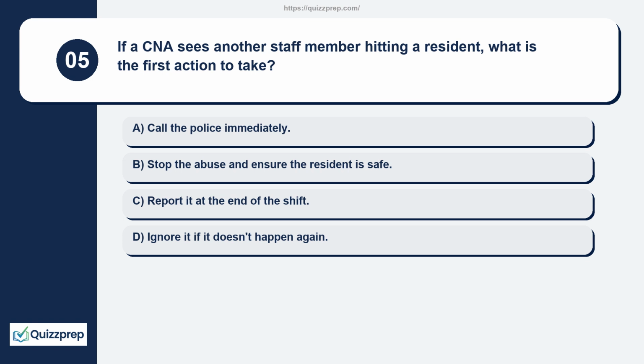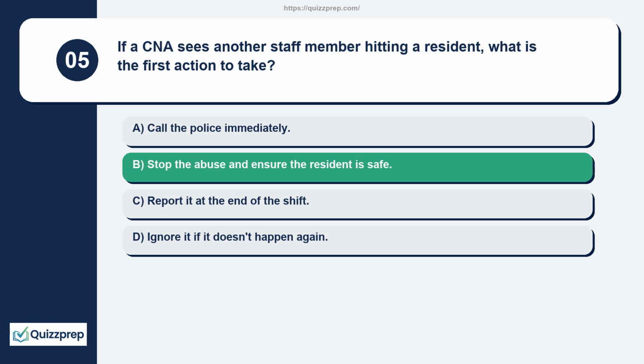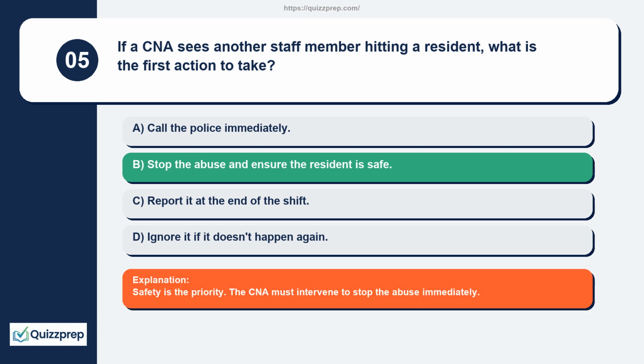Question 5. If a CNA sees another staff member hitting a resident, what is the first action to take? Call the police immediately, stop the abuse and ensure the resident is safe. Report it at the end of the shift. Ignore it if it doesn't happen again. Safety is the priority. The CNA must intervene to stop the abuse immediately.